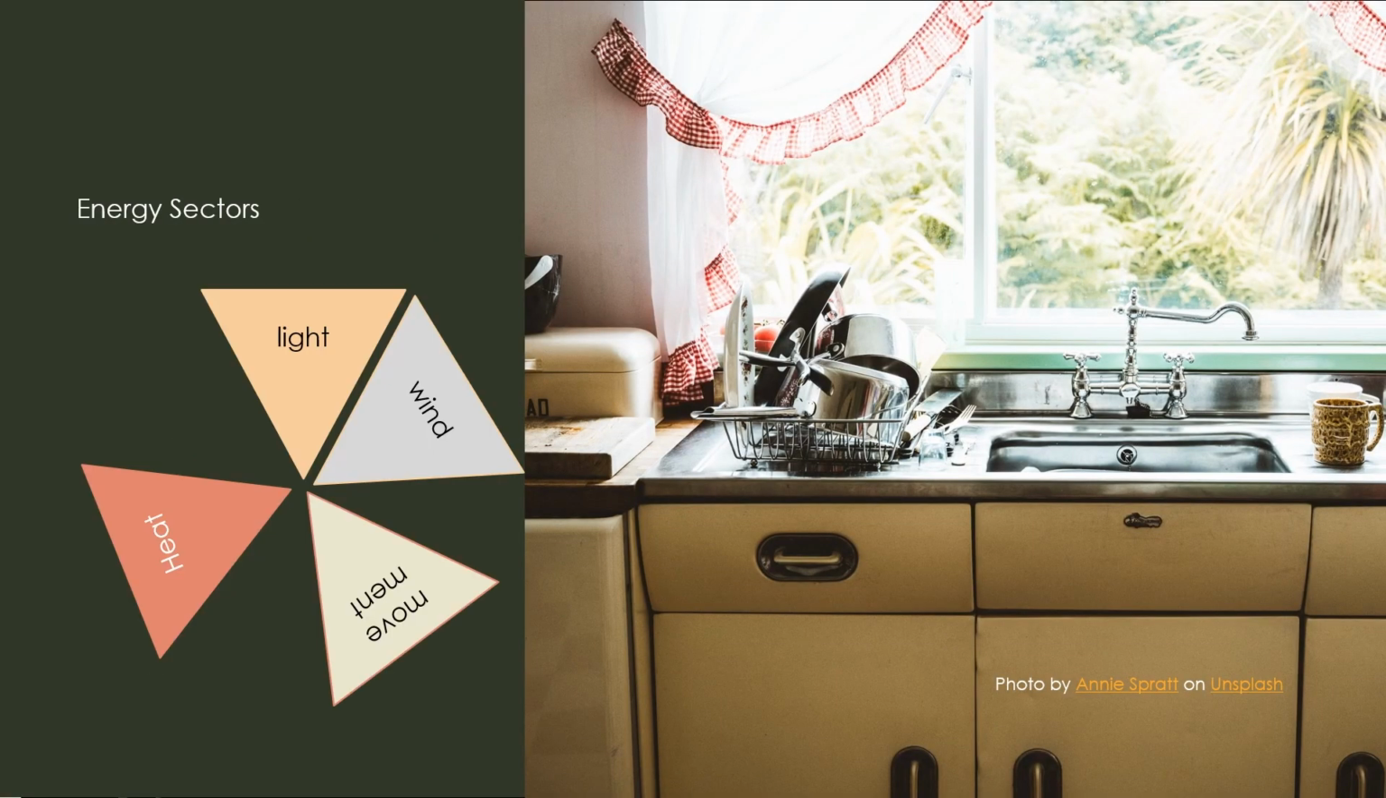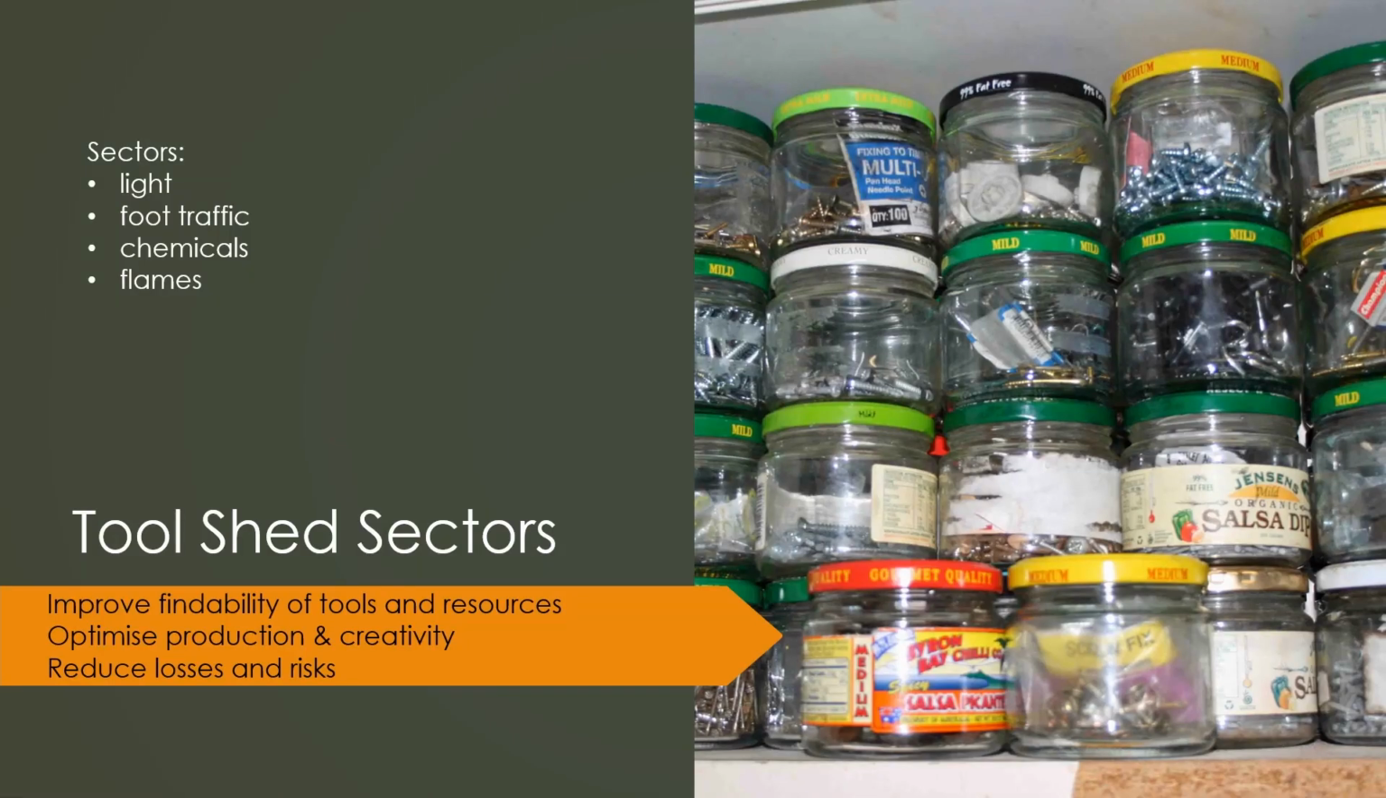What are the energy sectors in a kitchen? The external energies are light and maybe wind, breezes through the window. That's a problem if it contains dust or pollution. The internal energies are greater. There's heat from the stove, there's movement of people, noise, and maybe a small risk of flood if you leave the sink to overflow.